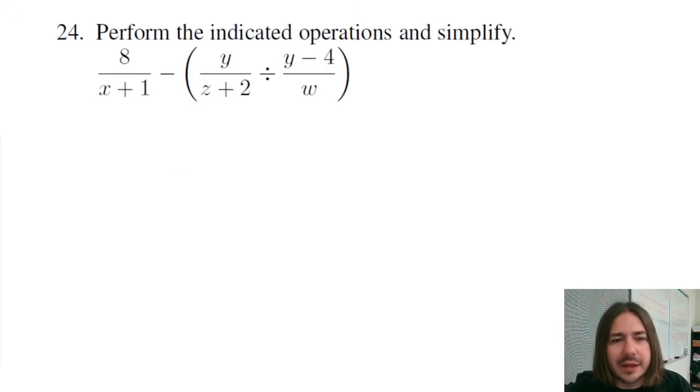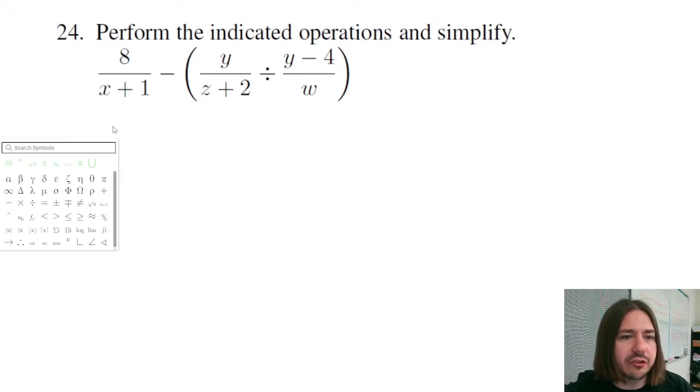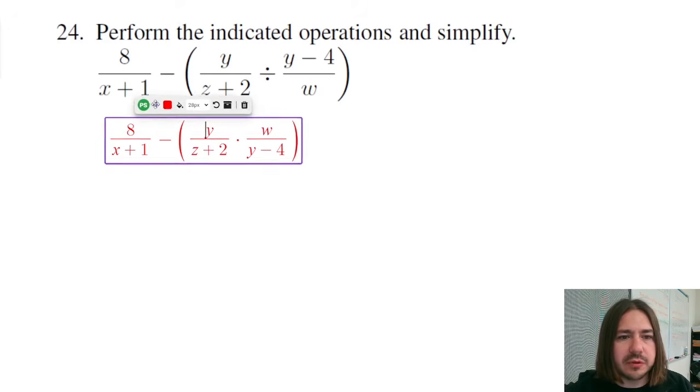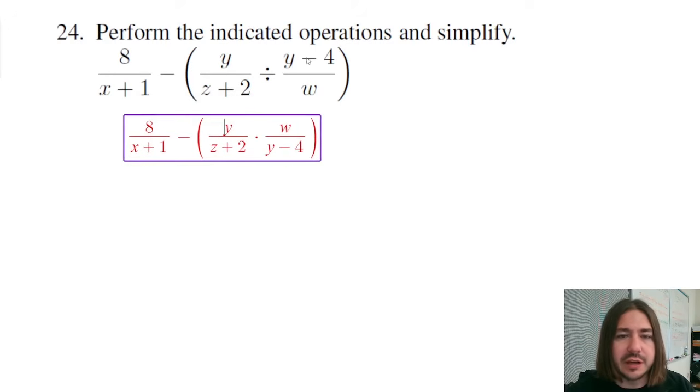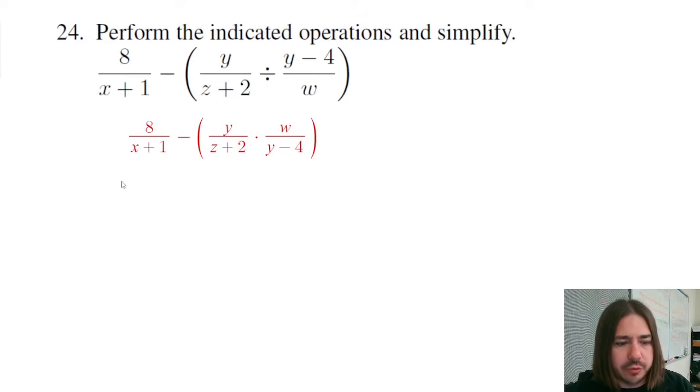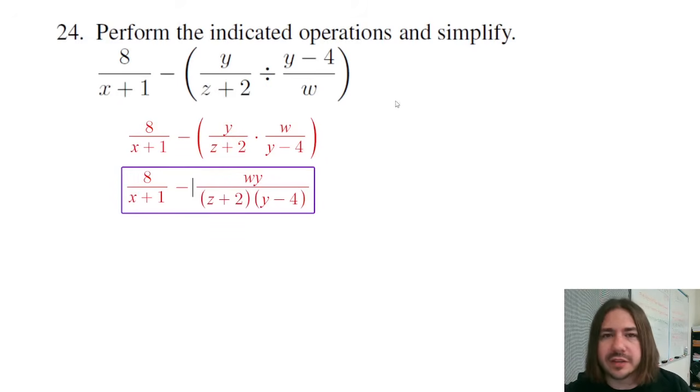Number 24 says perform the indicated operations and simplify, and you've got this really large expression here. So the first thing we want to do is let's change that division to multiplication. And we can do that, as you see here, by just finding the reciprocal of what you're dividing by. So now we can go ahead and multiply those two fractions together by multiplying their numerators and their denominators, just like that.